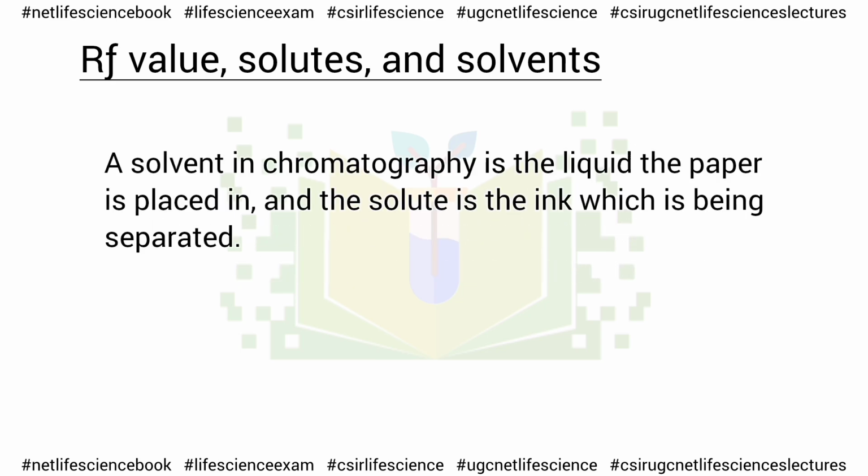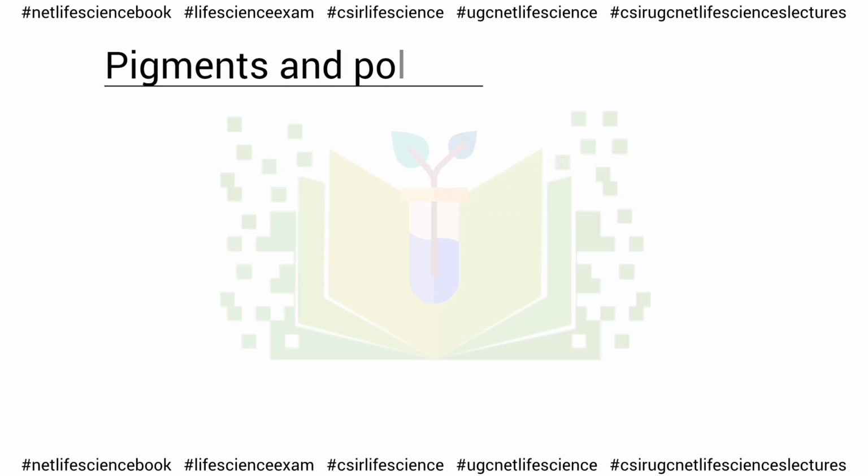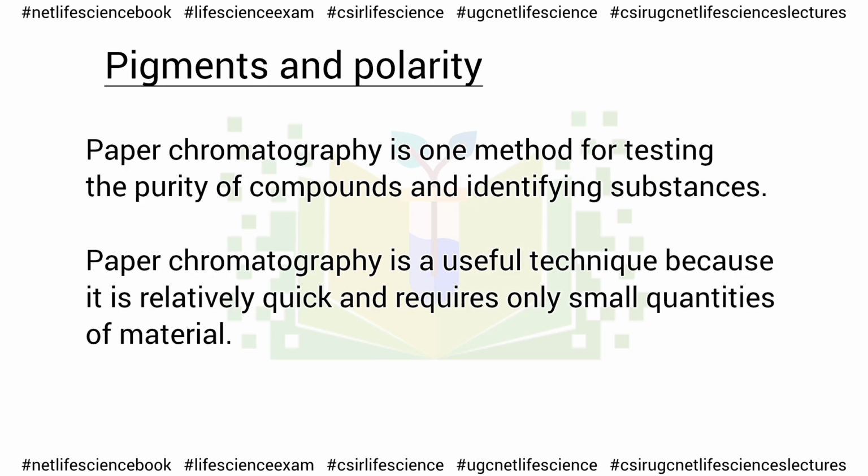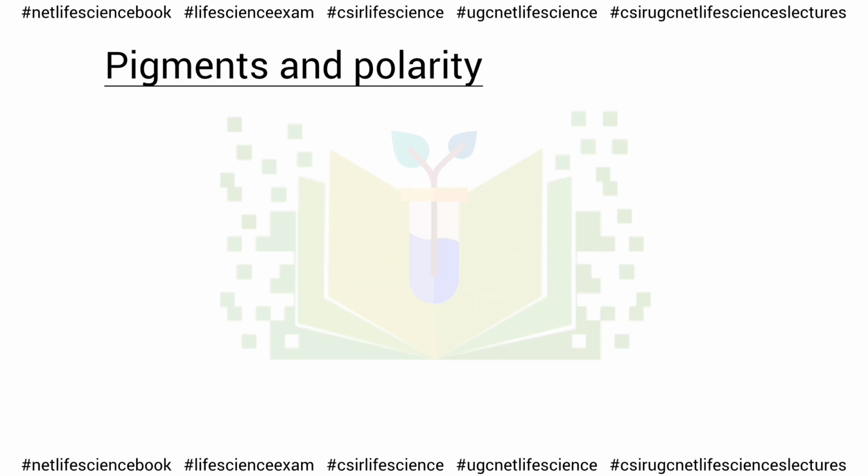A solvent in chromatography is the liquid the paper is placed in, and the solute is the ink which is being separated. Pigments and polarity. Paper chromatography is one method for testing the purity of compounds and identifying substances. Paper chromatography is a useful technique because it is relatively quick and requires only small quantities of material.